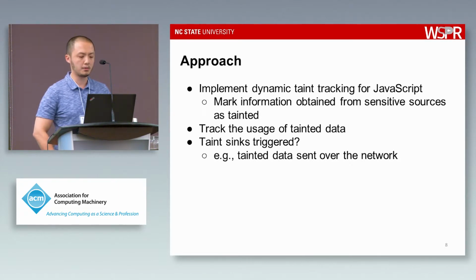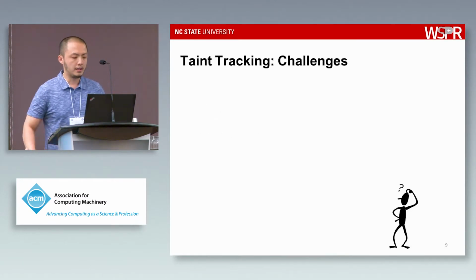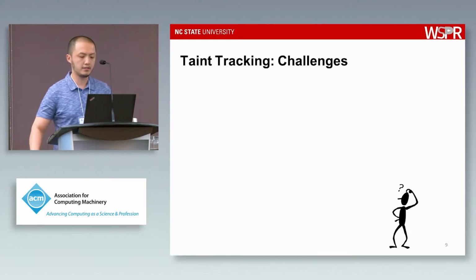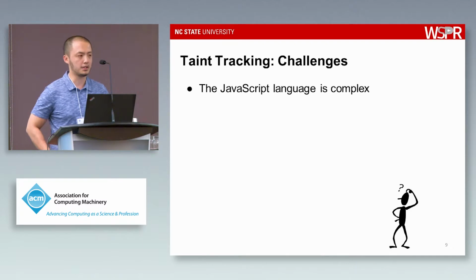In such a system, we want to mark any information that's obtained from sensitive data sources as tainted. As the extension code gets executed during runtime, we also want to make sure that any values that are derived from the sensitive data are also tainted. Finally, at the end of the analysis, we want to check to see if any taint sinks were triggered, for example, if there was any tainted data that was sent over the network. But implementing dynamic taint tracking for JavaScript is not without challenges. The first reason is that the JavaScript language itself is quite complex.